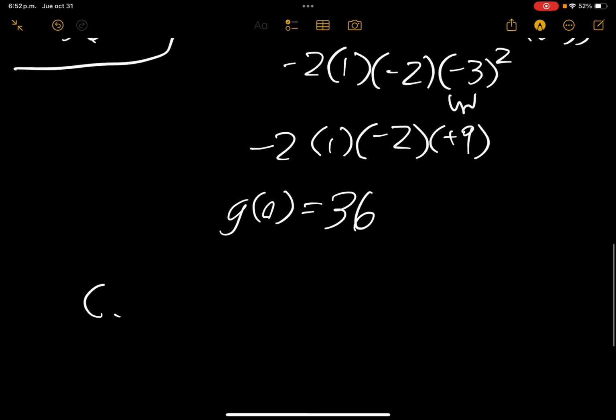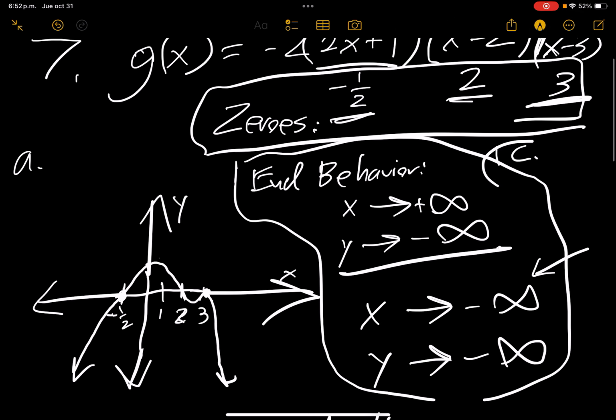And then part C is state end behavior, which we already did. It's right here. This is problem C.